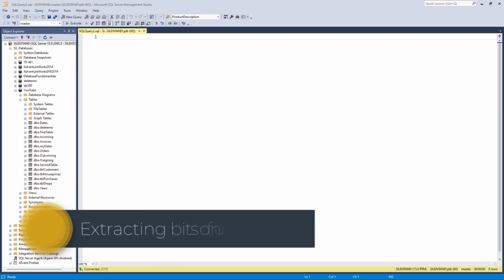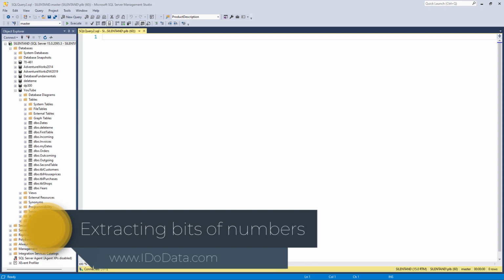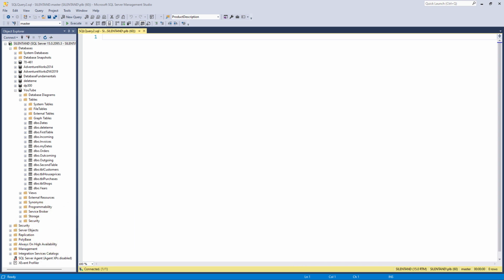How can you separate a value out into two separate values? Hello, I'm Philip Burton of idodata.com. So let's take an example.